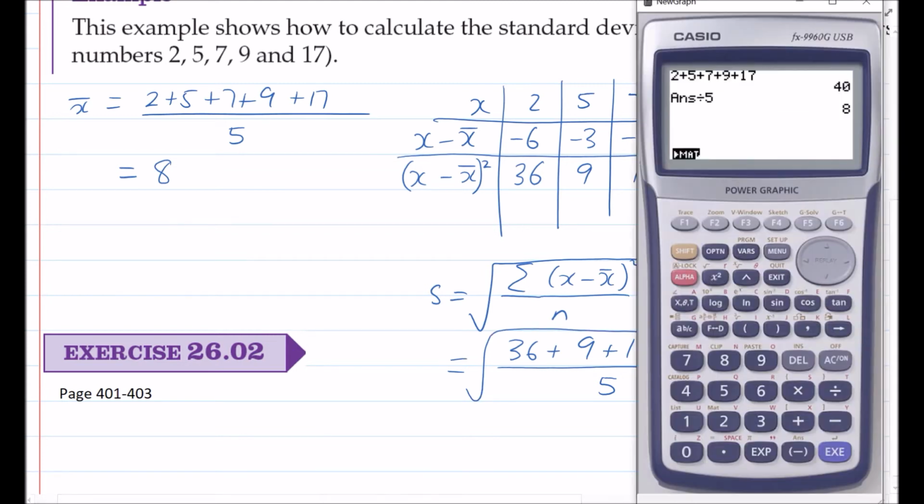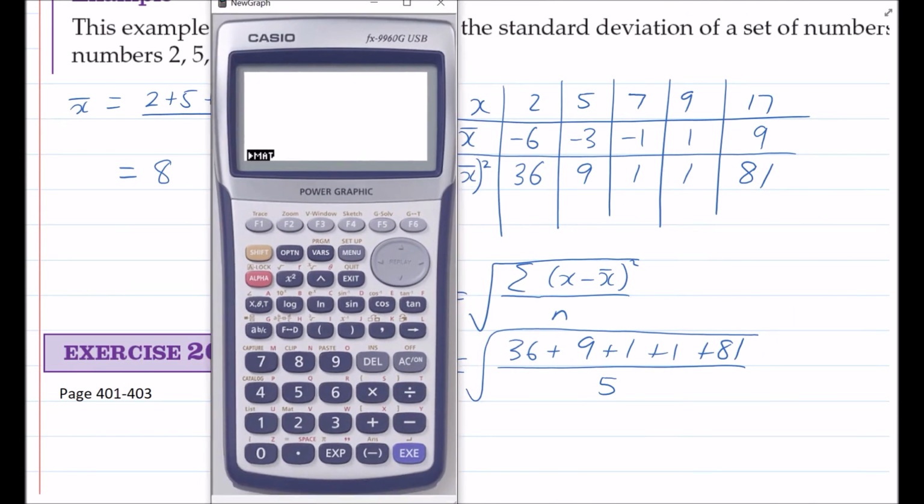So once again, when we put this into our calculator, we want to be really careful about brackets and that sort of thing. So our answer here is 5.06 to 2dp. Just write that in.